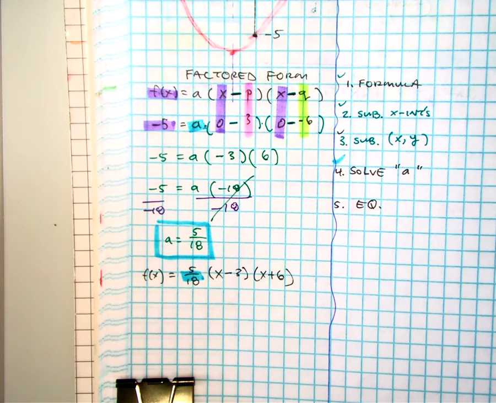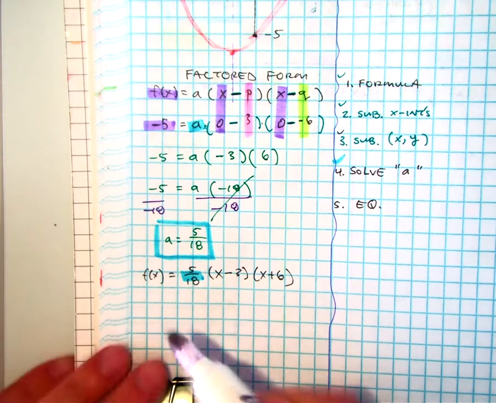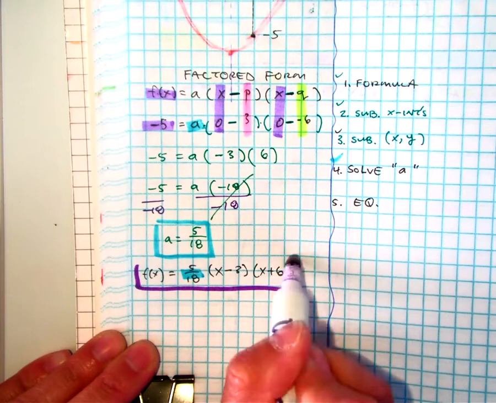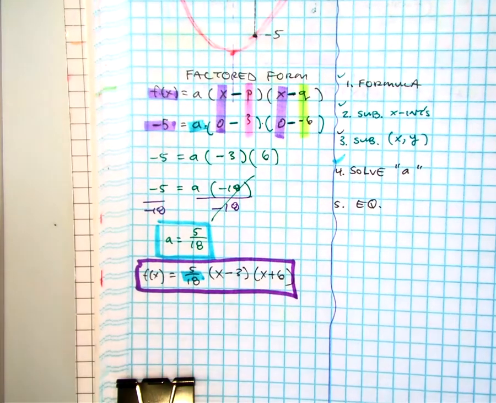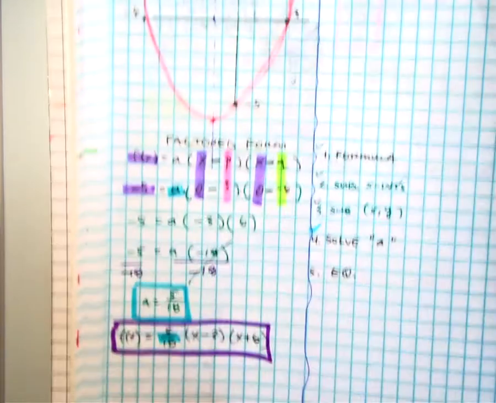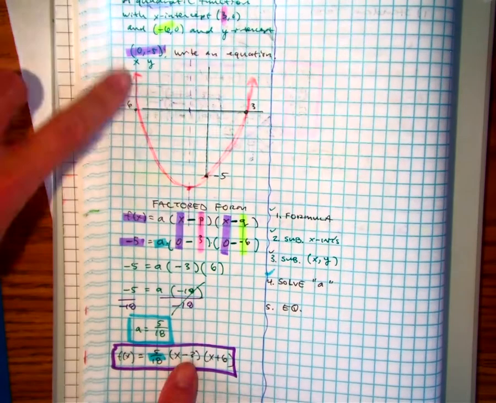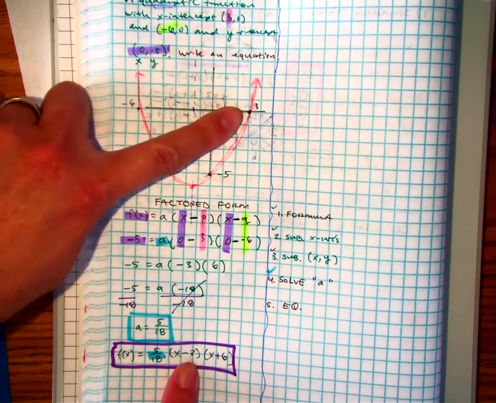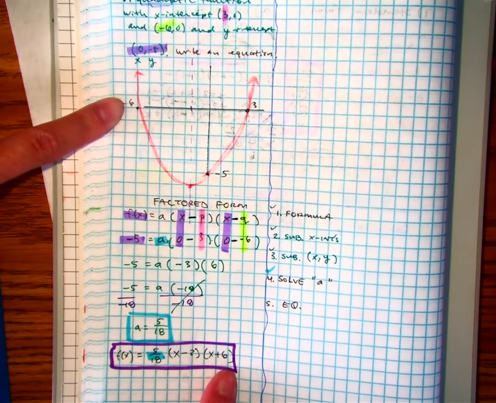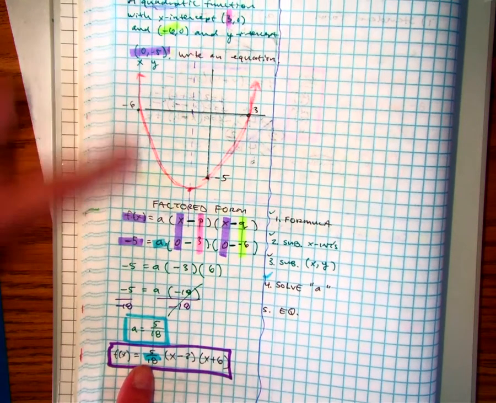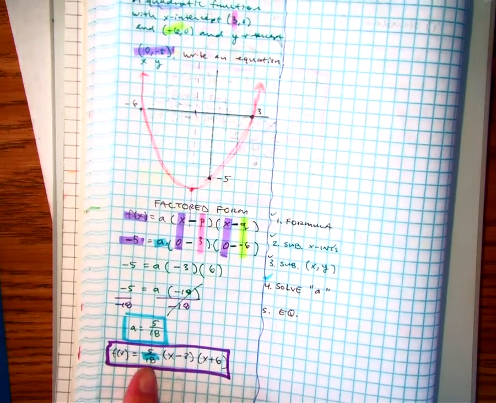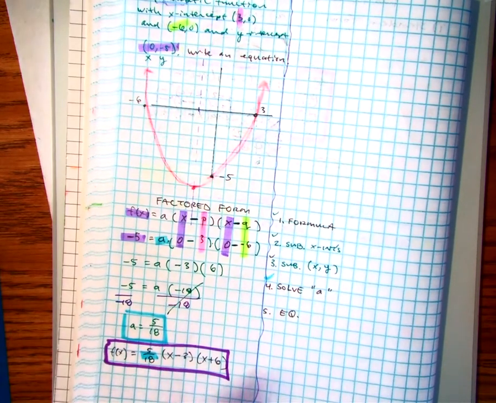Here we have a polynomial, a quadratic function. You can quickly see that it has x-intercepts of 3 and negative 6. The a value is positive, so it opens up. And we just used factored form.